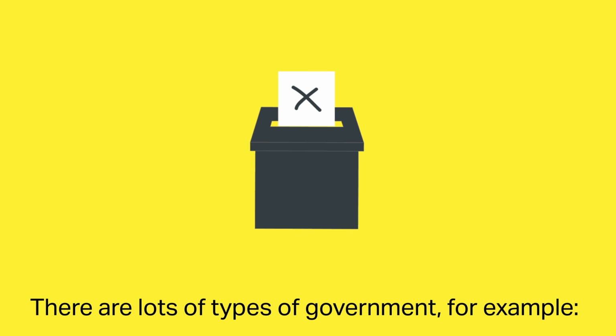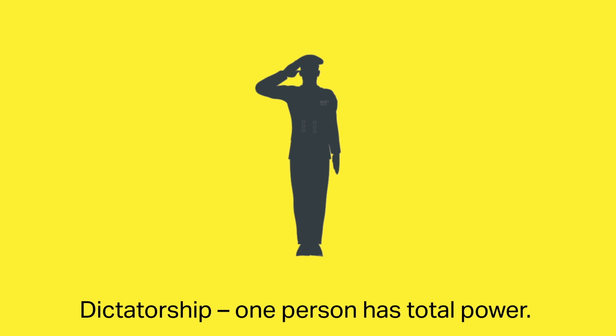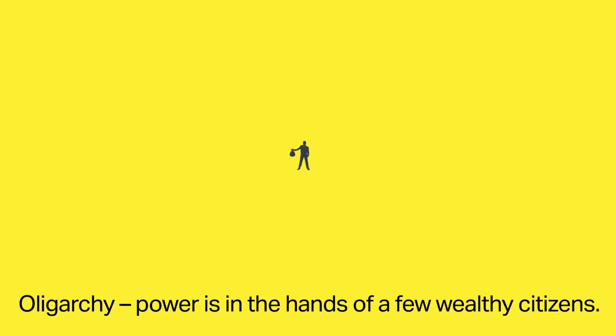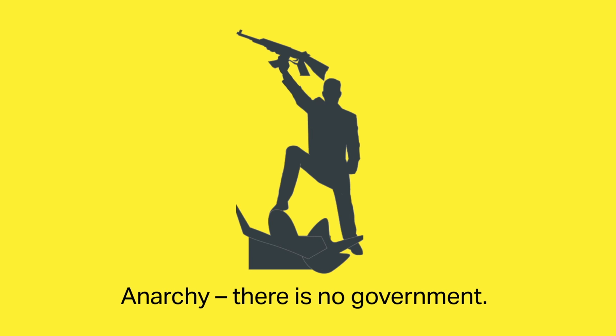There are lots of types of government. For example, democracy. Citizens play a role in decision-making. Dictatorship. One person has total power. Monarchy. A king or queen inherits power. Oligarchy. Power is in the hands of a few wealthy citizens. Anarchy. There is no government.